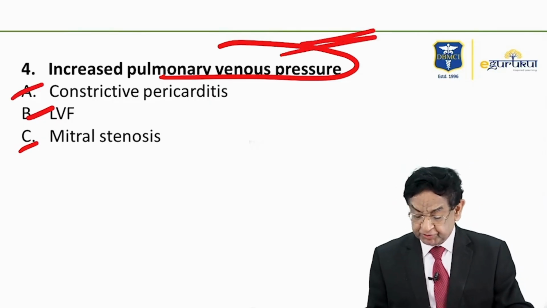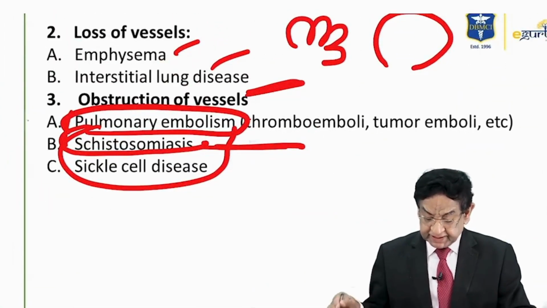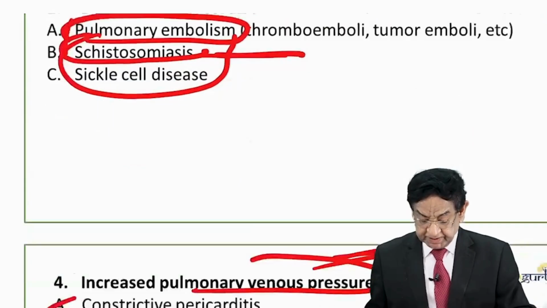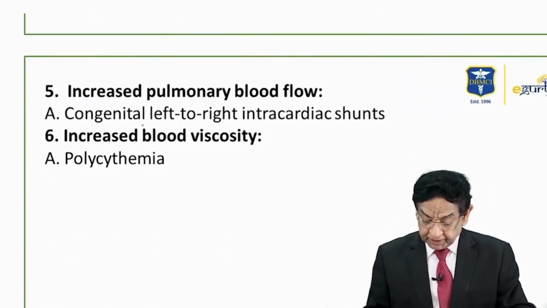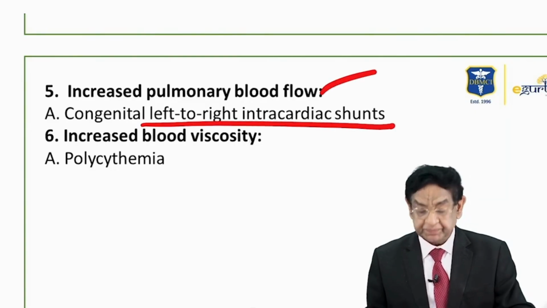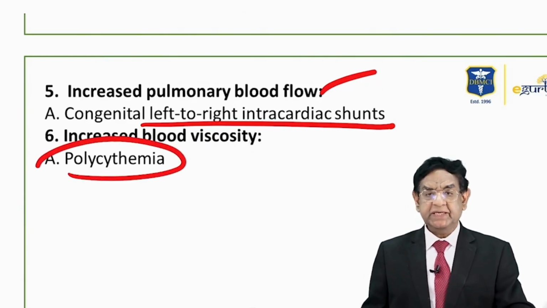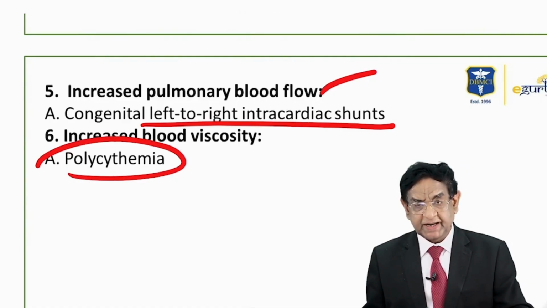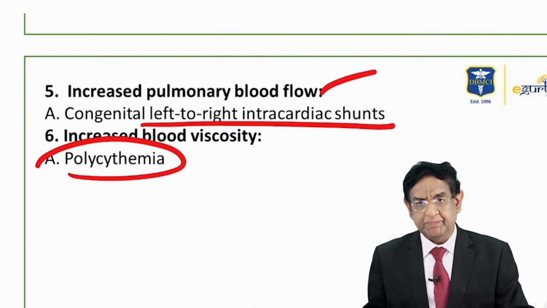This I'll be talking to you in detail just now. This also I'll be talking to you in detail just now. But as of now, just remember, finally, increased blood flow, left to right shunt. And increased blood viscosity, polycythemia. The polycythemia viscosity goes very, very high because of the increased number of RBC, and that induces pulmonary arterial hypertension.